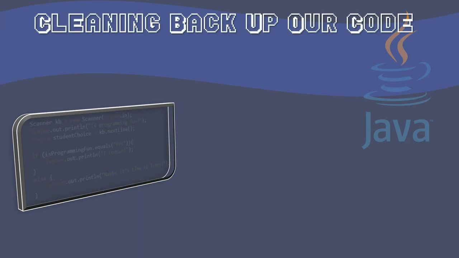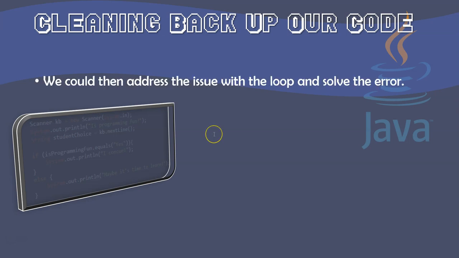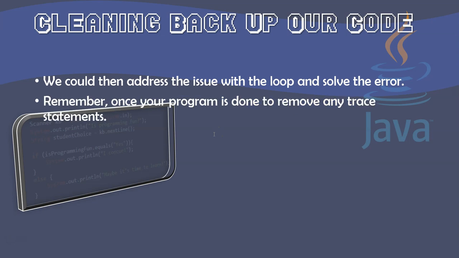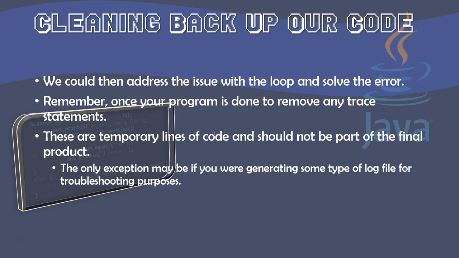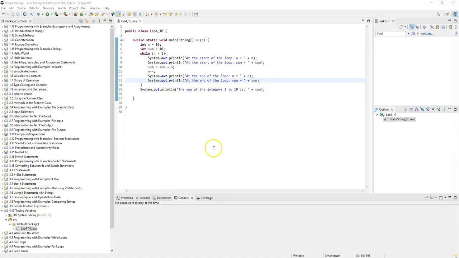So we'll look at how to troubleshoot this in a minute, but let's look back at cleaning up our code. Now we can easily go back and address that issue with our loop in order to solve the error. But the thing I really want to reiterate is that once we do fix that error, don't forget to go back into your program and remove any trace statements that you currently have in there. Trace statements are not meant to be part of your final program. These are temporary lines of code, and because they're temporary, we want to remove them once we're done because we don't want that in our end product.